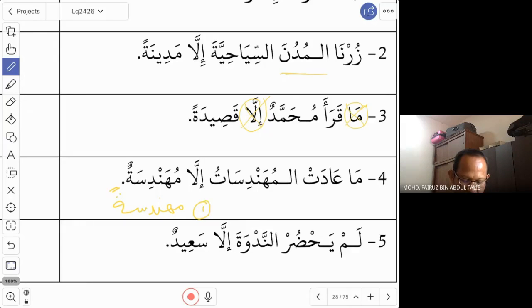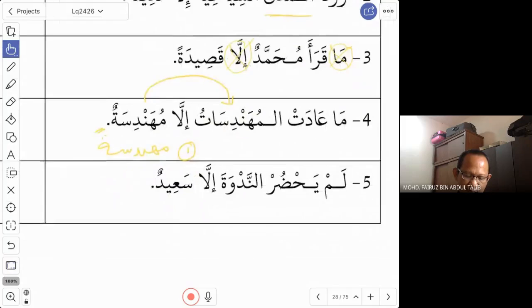The second option is you follow the mustasna minhu. So in this case, mustasna minhu is muhandisatun, where it is the fa'il for this word, marfu. So that is why here they make it marfu as well. Okay, so in the jumlah they are using the second option, but you can also use the first option as well. Okay, baik. Hadhihi hiya al-jumlah ar-rabi'atu.